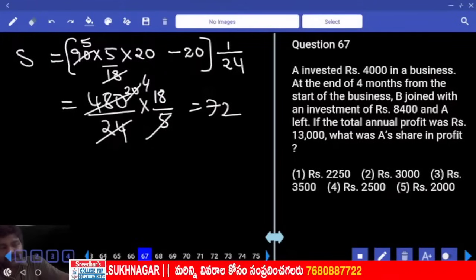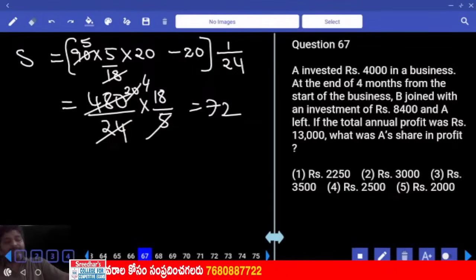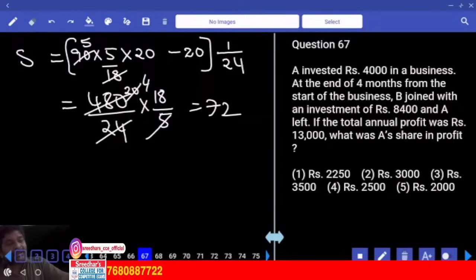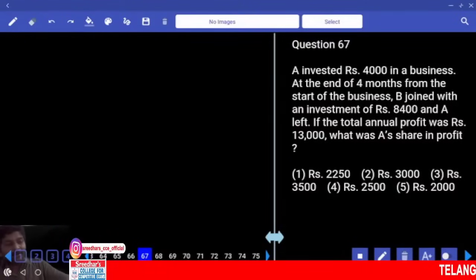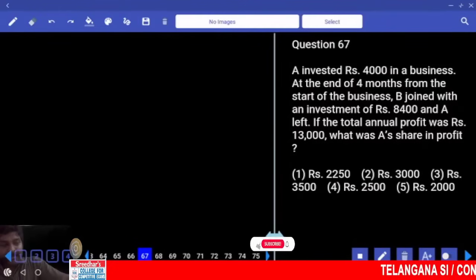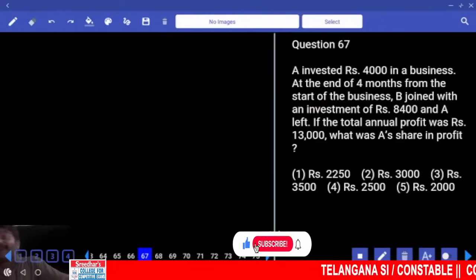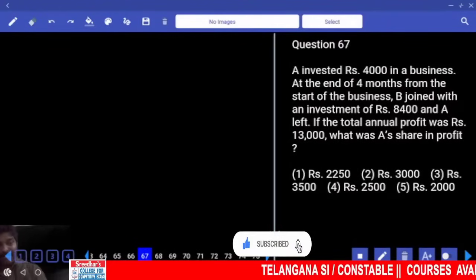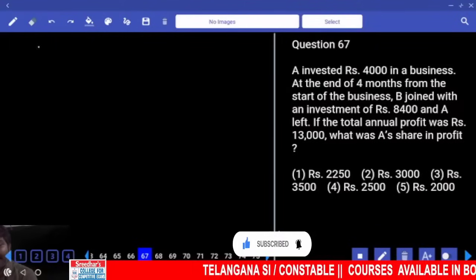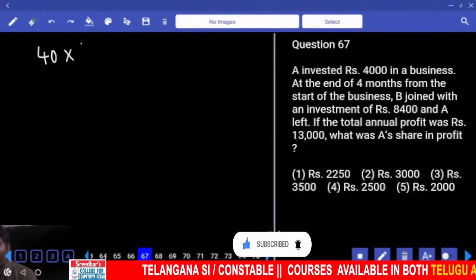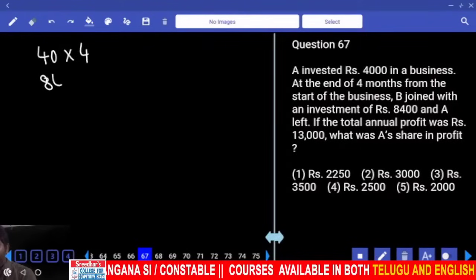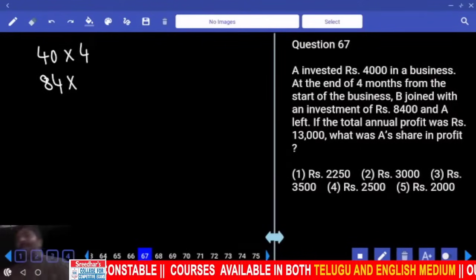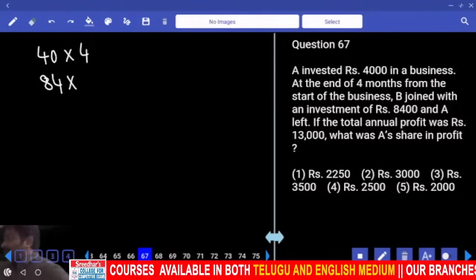A invested 4,000 in a business. At the end of 4 months from the start of the business, B joined with an investment of 8,400 and A left. If the total annual profit was 13,000, what was A's share in profit? Who started? And at the end of 4 months from the start of the business, B joined and A left. So A's investment will be there for 4, and B joined with 84. Because 2 zeros are common in their investments, I am not writing 2 zeros.